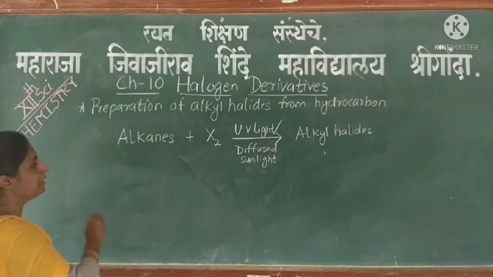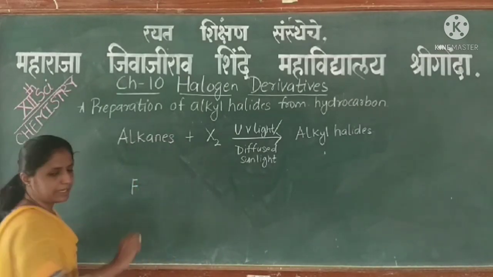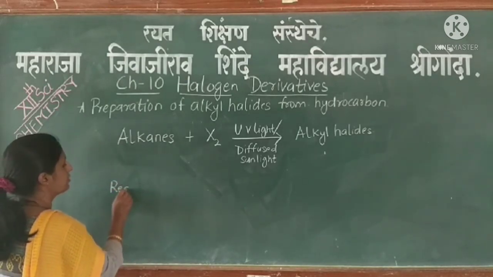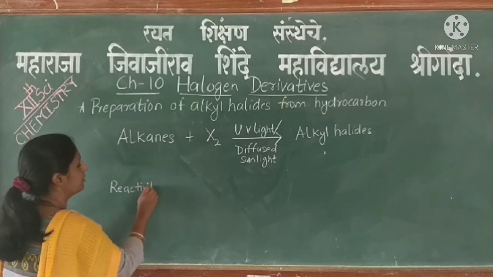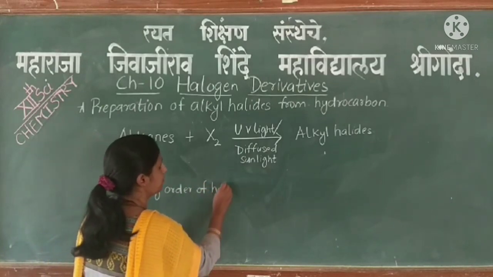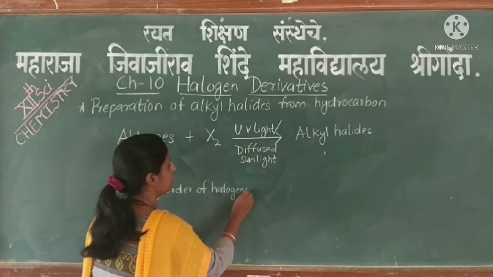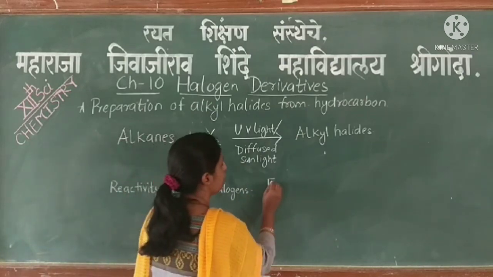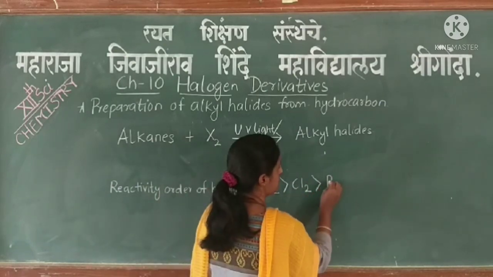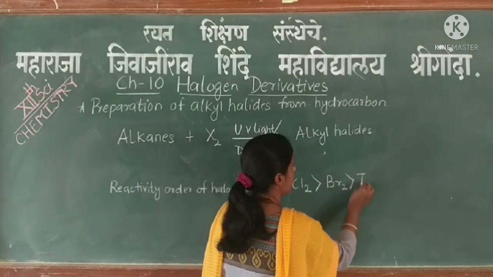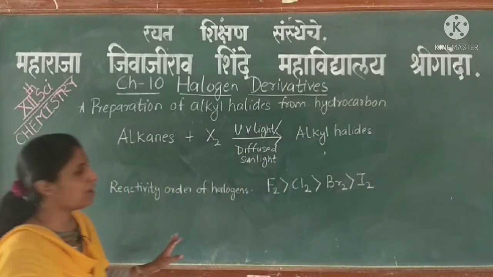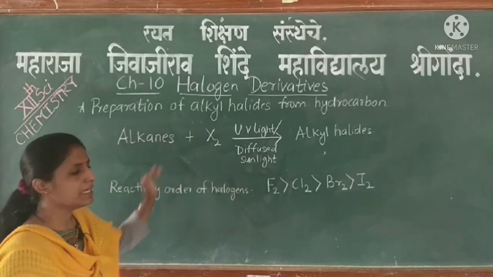Now the order of reactivity which we have studied is the reactivity order of halogens. The reactivity order of halogens is that fluorine reacts faster than chlorine, chlorine reacts faster than bromine, and bromine reacts faster than iodine. So this is the order of reactivity of halogens for this reaction.